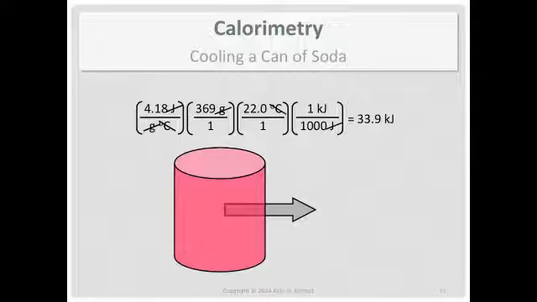Now, here's a representation of our can of soda. And if you designate the soda as the system, then heat is flowing out of it because it's cooling down. And so if you say the soda is the system, then you put a negative sign on it, exothermic. If instead you say the outside of it is the system, then heat is flowing into the system, and so you'd put a positive value on that.